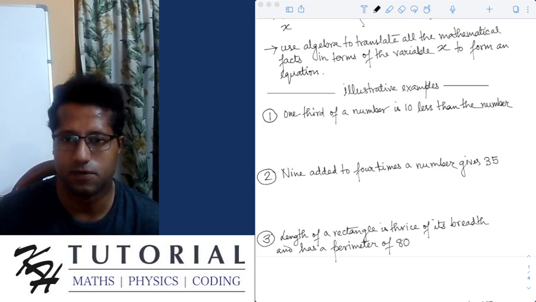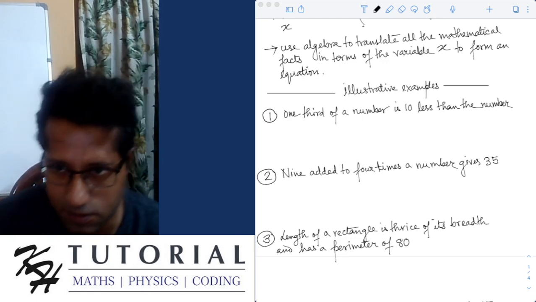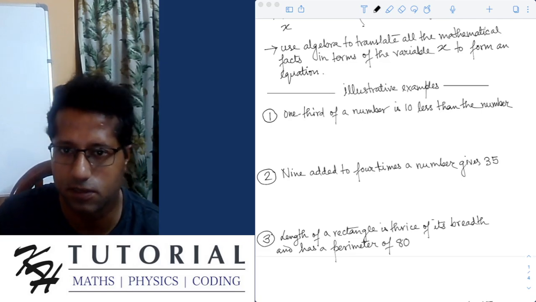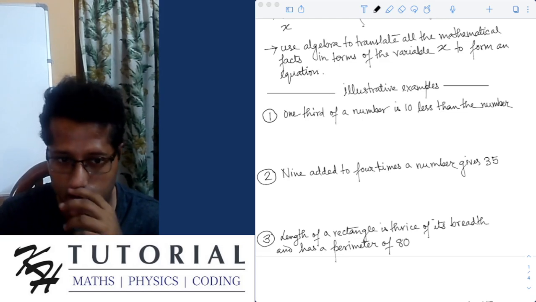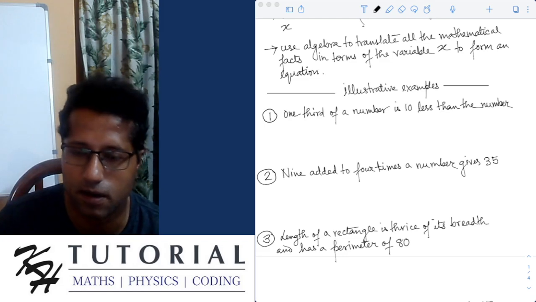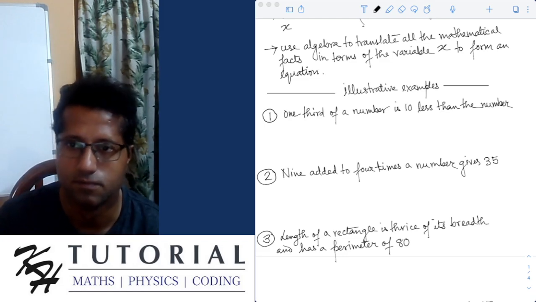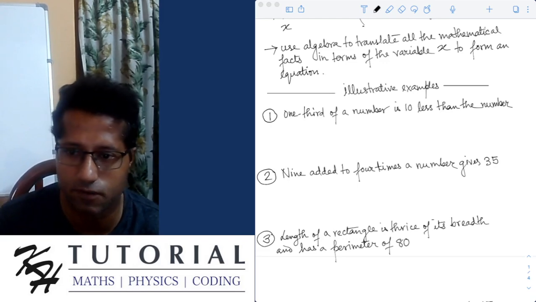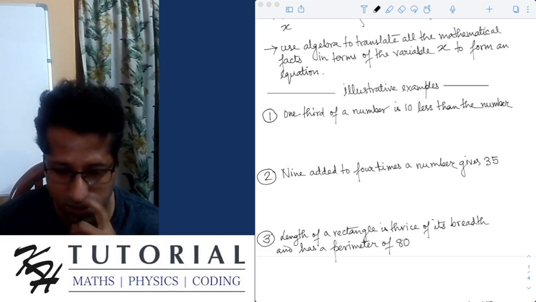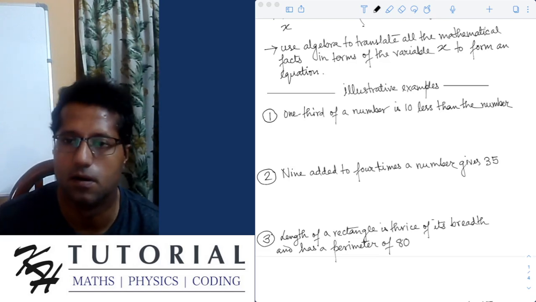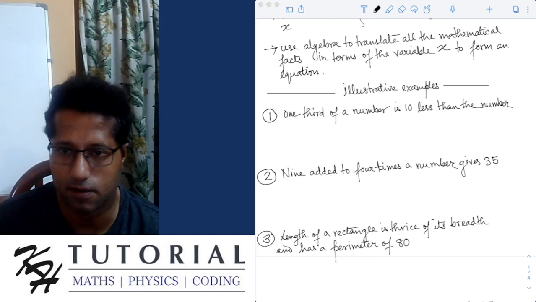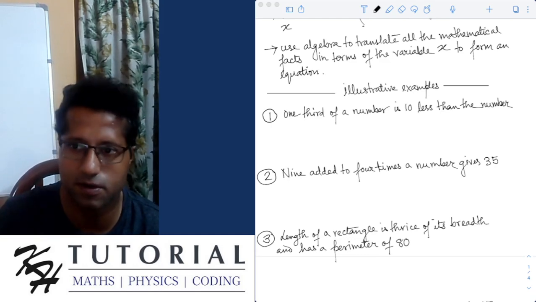So first one says 1/3 of a number is 10 less than the number. So you have to understand the language and the statement, the words carefully, and these are all mathematical statements. That is, everything is about a number. Something is less, something is more, 4 times, 3 times, everything is mathematical. So mathematical operation is involved. So it is saying 1/3 of a number is 10 less than the number. So obviously you can understand that the number is the unknown thing.